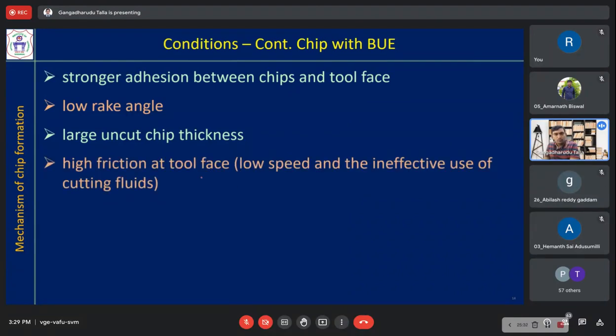High friction at the tool face, of course, for that a low speed and the ineffective use of cutting fluid. This is also one reason. If the cutting fluid is not effective in removing the heat, there will be high heat generation. High heat means the workpiece is getting plastically deformed easily, then built-up edge formation. Obviously, it is due to more friction and high heat generation that this built-up edge is forming.